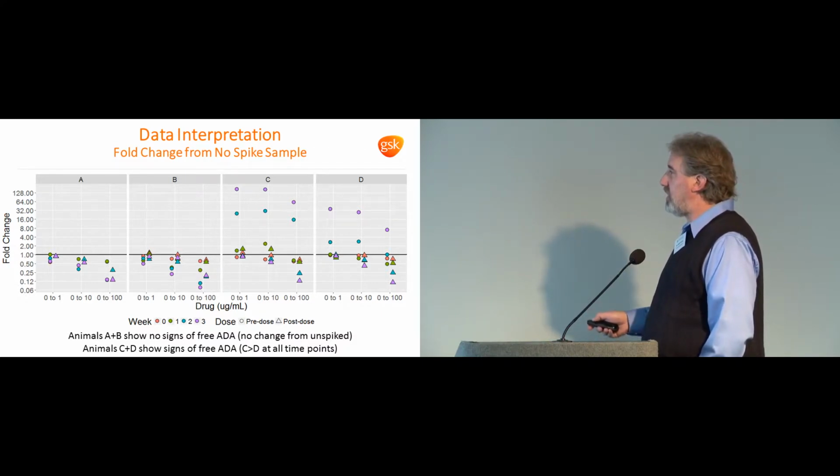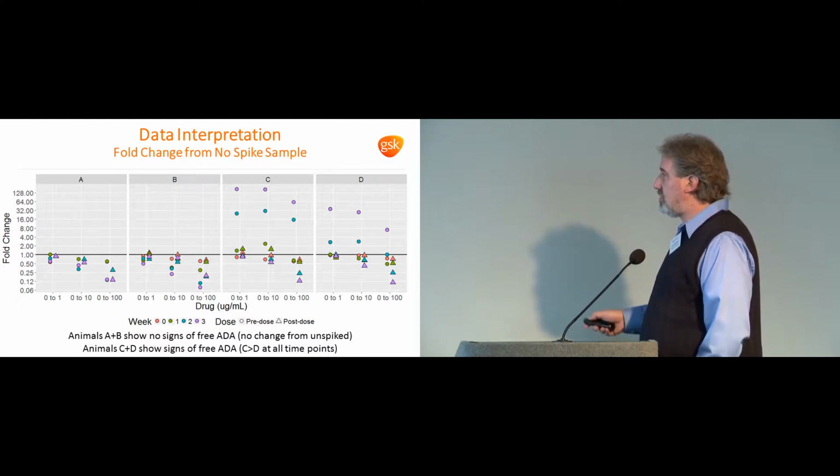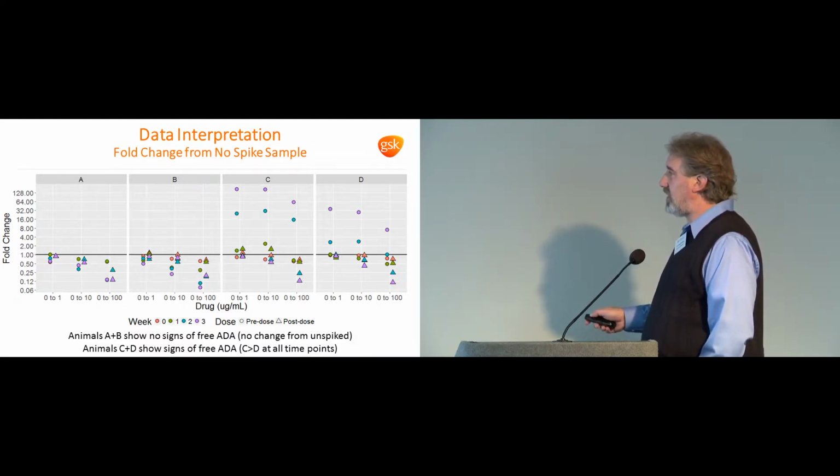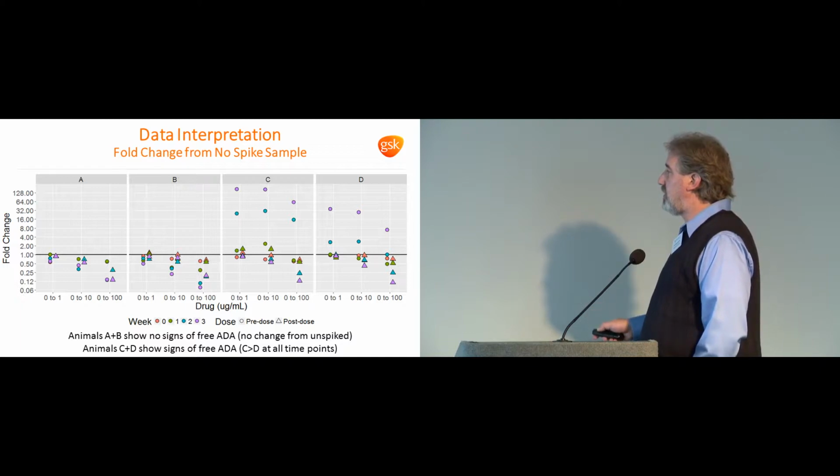But animal C, now we start to see pre-dose, by the circle dot at week 2, that there's evidence of free ADA, and at week 3 there's evidence of free ADA, again pre-dose. Animal D, we see a similar pattern. Pre-dose, there's evidence of ADA at week 2, and again at week 3.